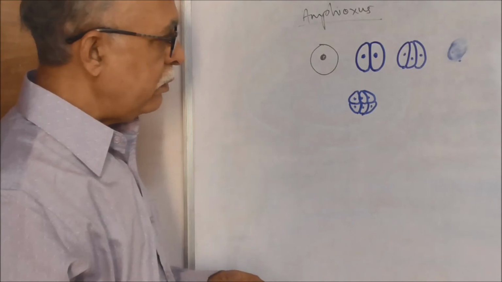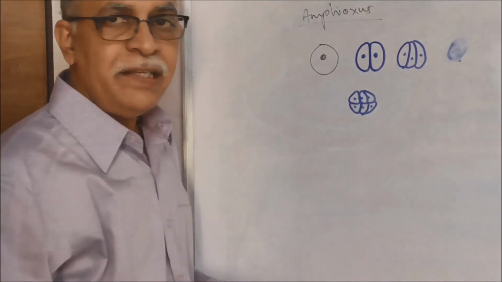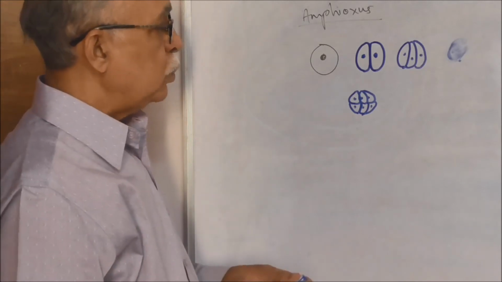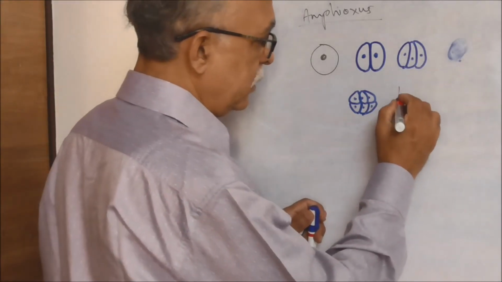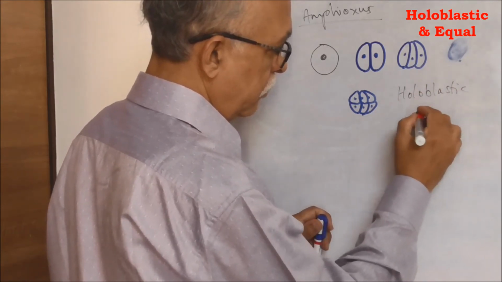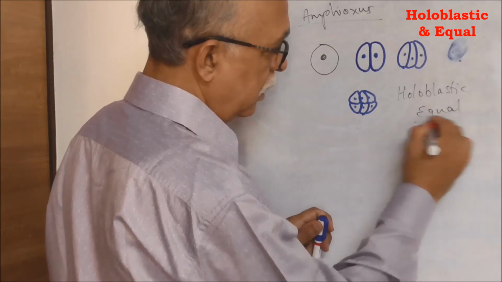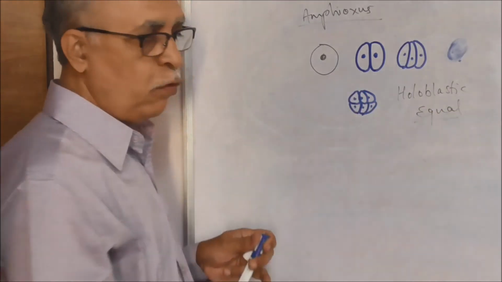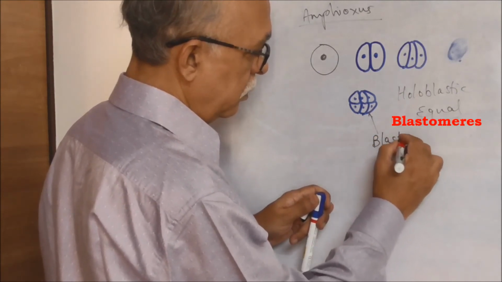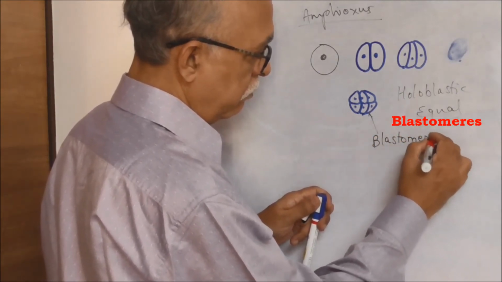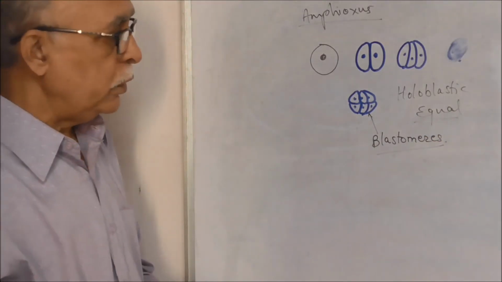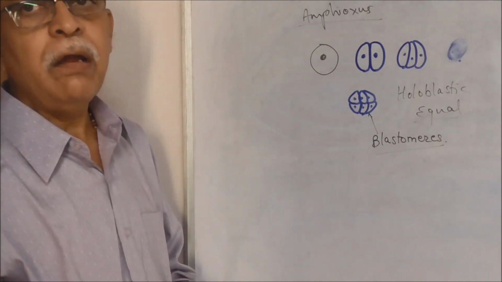But every time, as you are able to see, the daughter cells formed are of the same size and shape, of course. So this is holoblastic, that is complete and equal cleavage. The daughter cells formed, the blastomeres formed are of the same size and shape. So it is holoblastic equal cleavage.